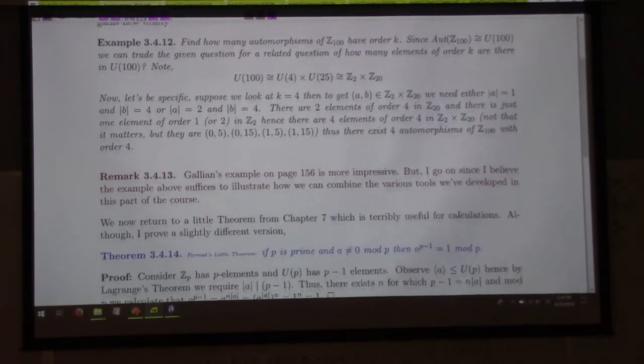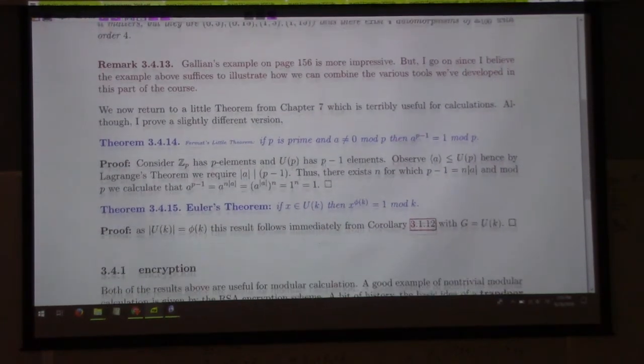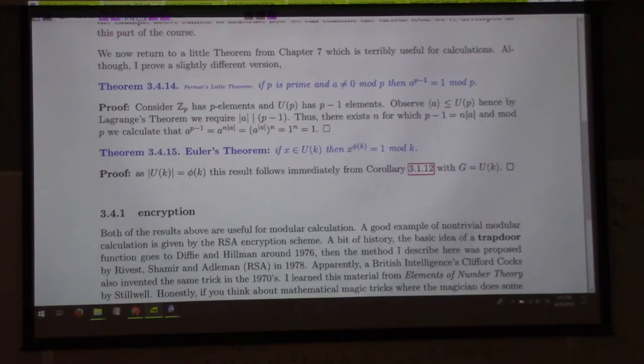Now, if you'd like to see an even more dastardly example, you can look at Galilean's page 156. That finally brings me to my last topic, as I was selling for you guys: encryption. So we can prove Fermat's little theorem with what we have.